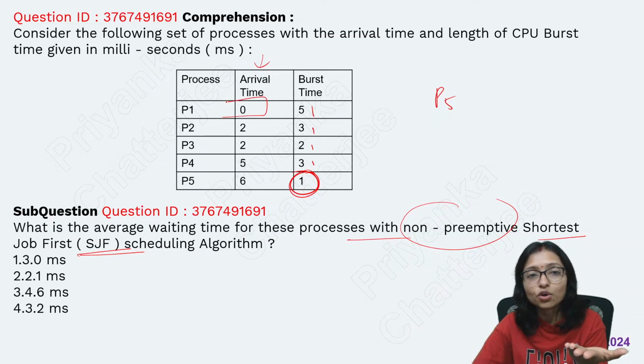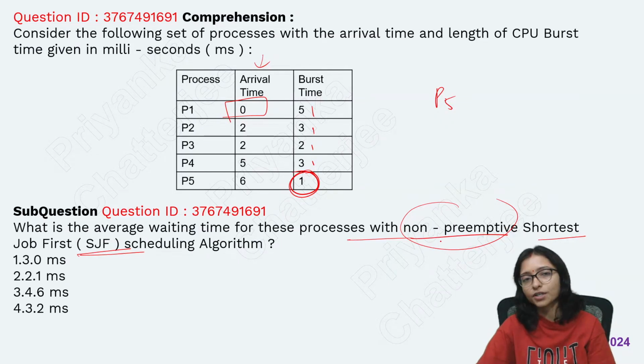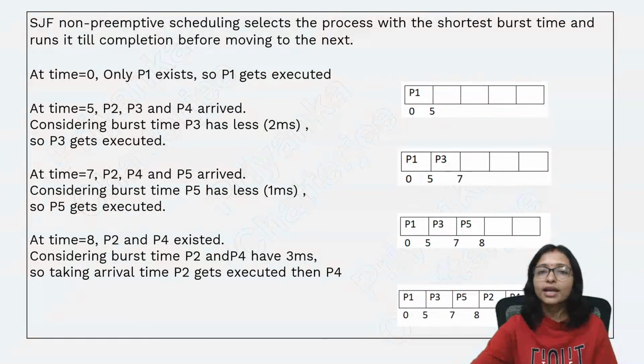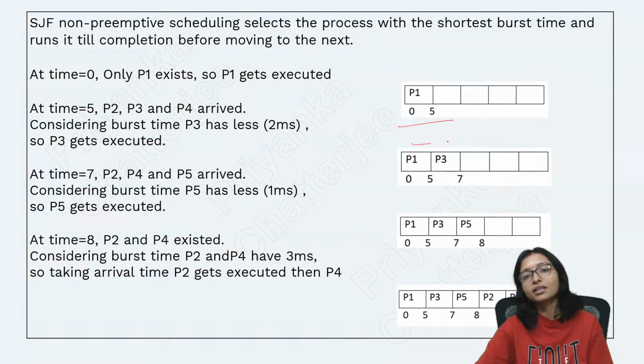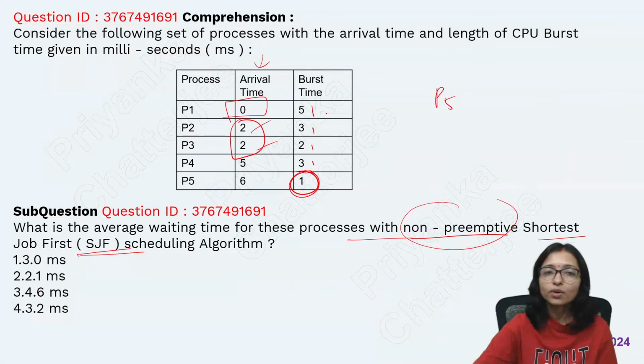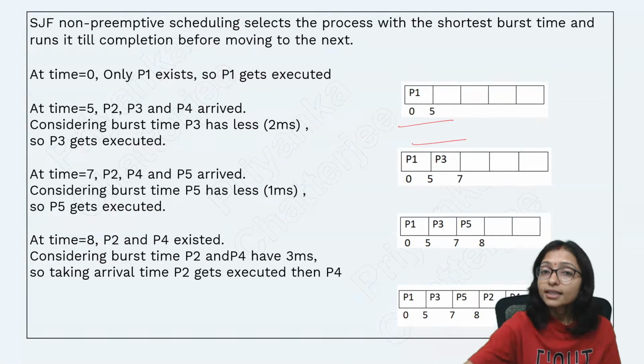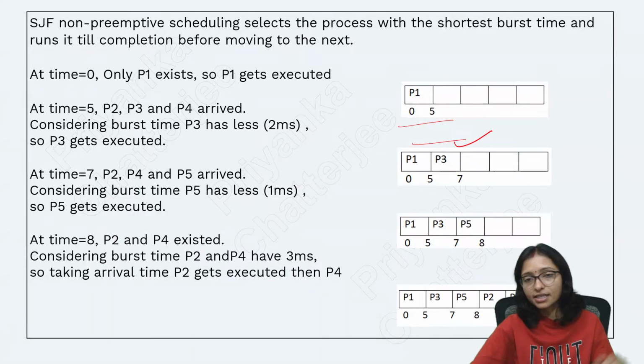At time 0, P1 arrived only and it is the non-preemptive version, so there is no way another process will get the chance. After that, the P2 arrival time you can see, so P2 and P3 will get the chance. That's why your Gantt chart will be like this: P1, then P3, because out of P2 and P3, P3 is the shortest one. That's why P3 will get the chance next.